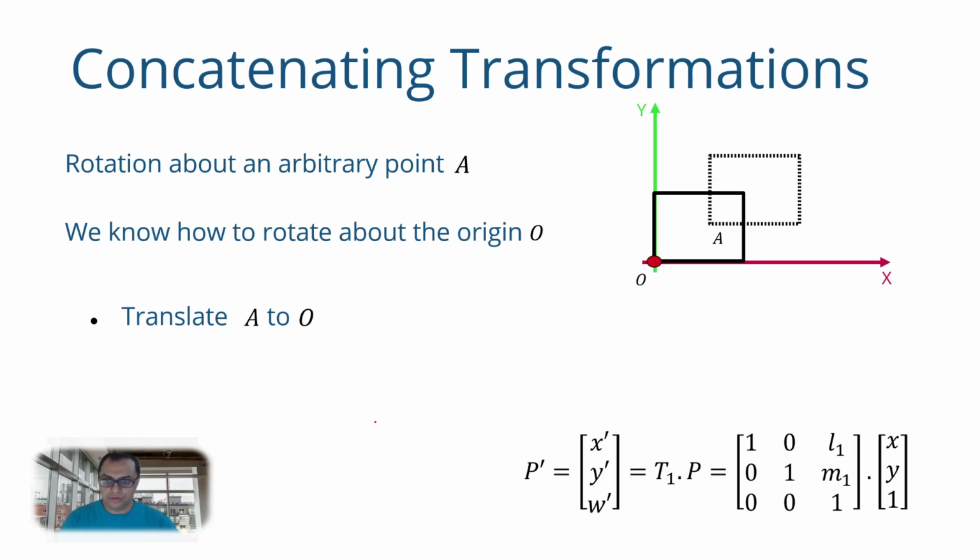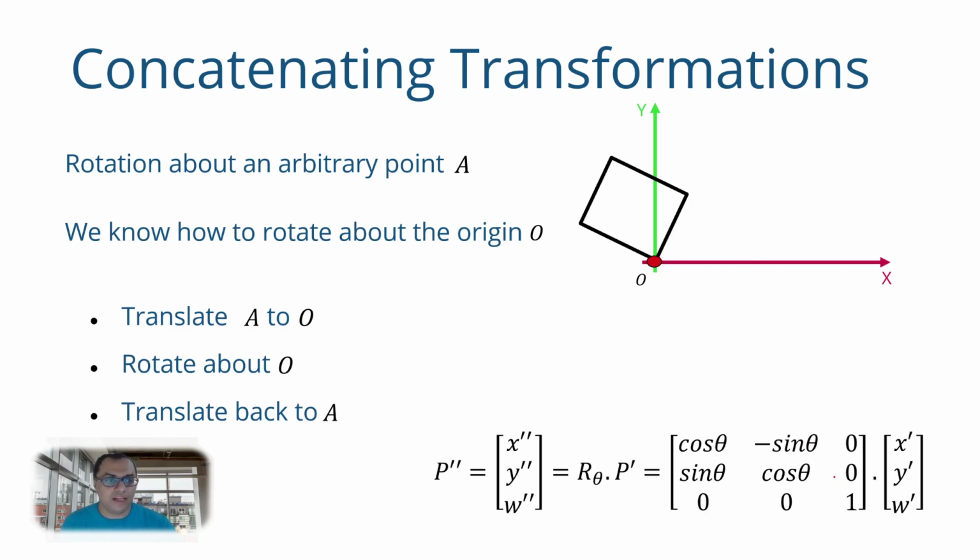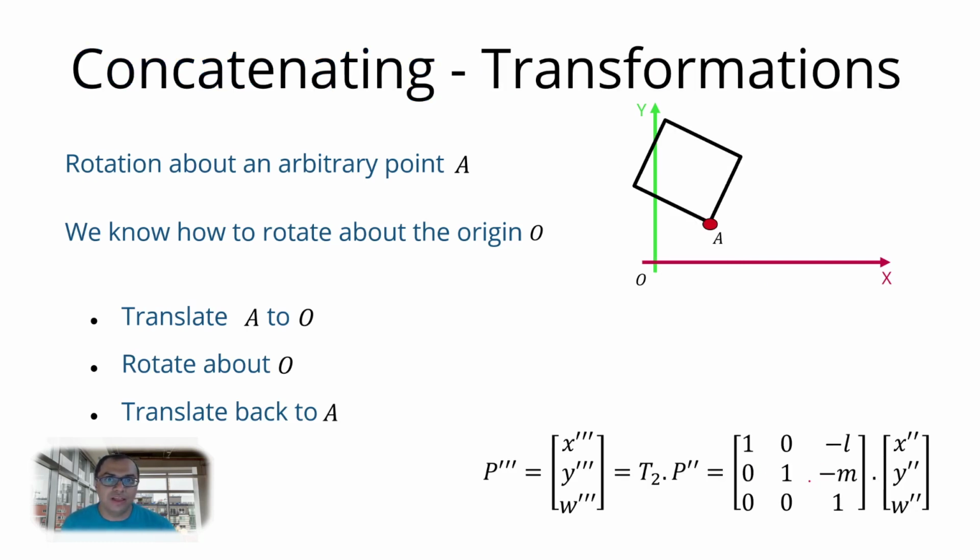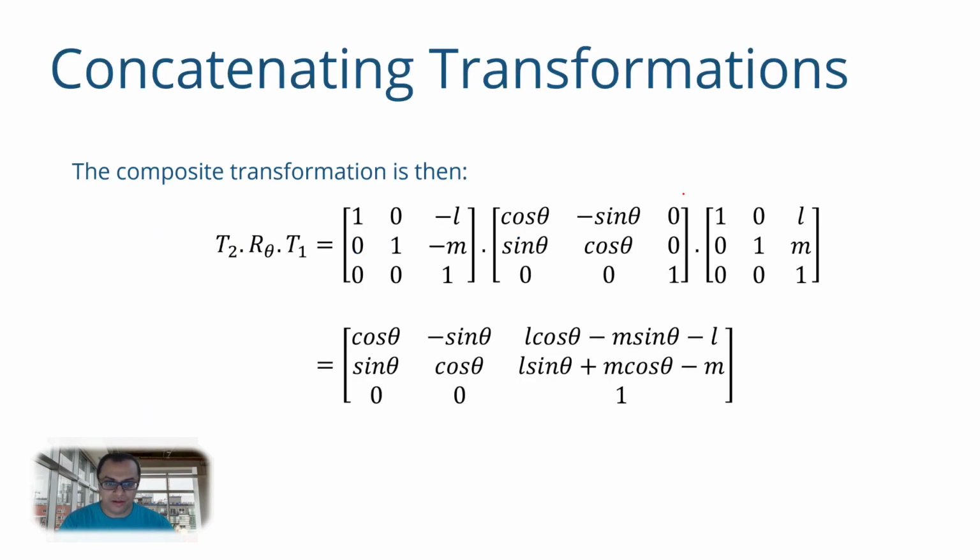So what do I do? I first translate this shape so that A comes to O. Let us say that is this translation by L1 M1. Then I rotate about the origin. This matrix I already know. Then I translate back. So what is the total transformation that applies? That gives me this final rotated shape. Well, that is going to be the product of these three transformations. And this small example should be enough to make you realize that the order of transformation matters a lot.